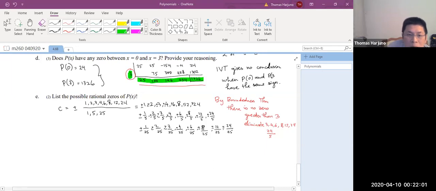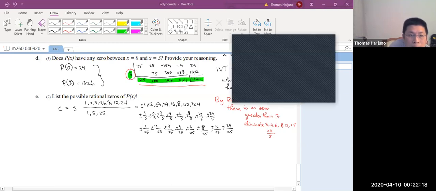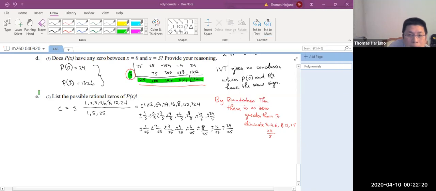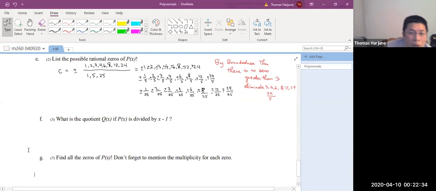Let's see. Next one. Let me copy paste again. Next one here, part F. What is the quotient Q(x) if P(x) is divided by x minus 1?